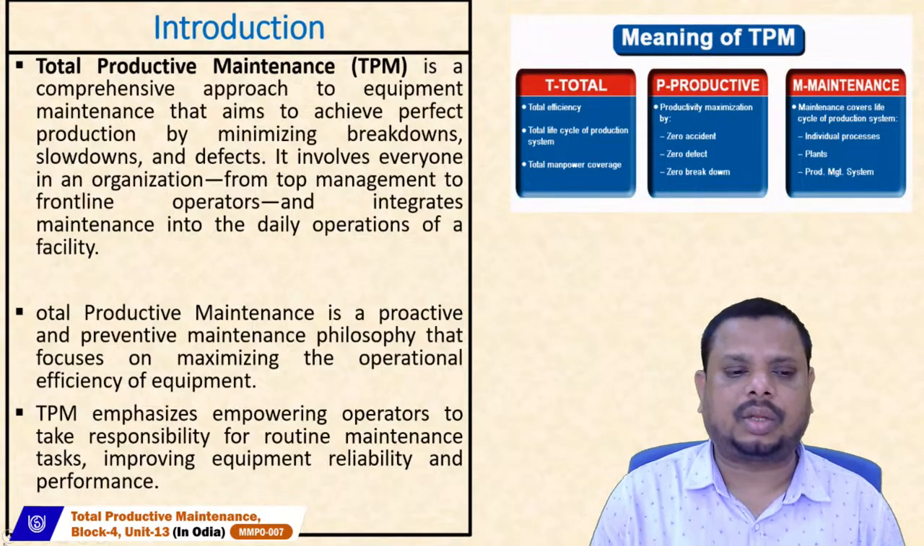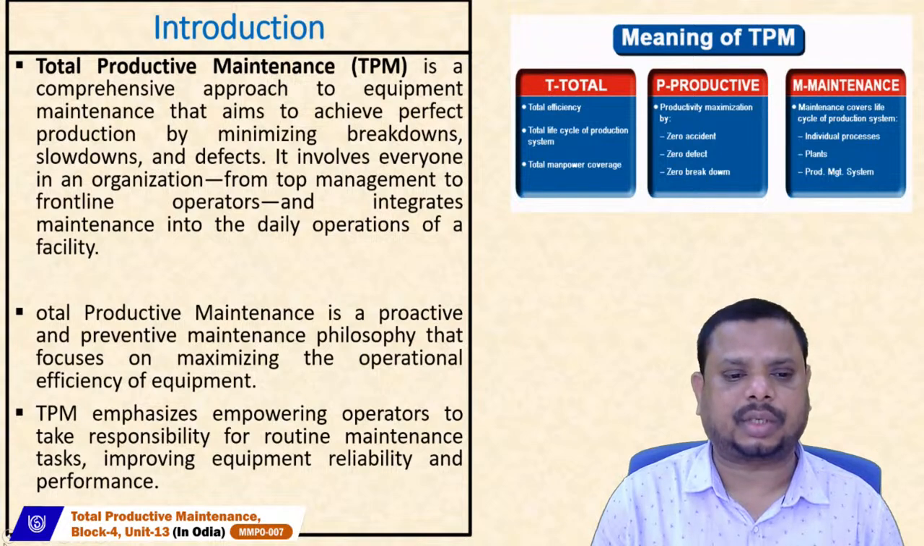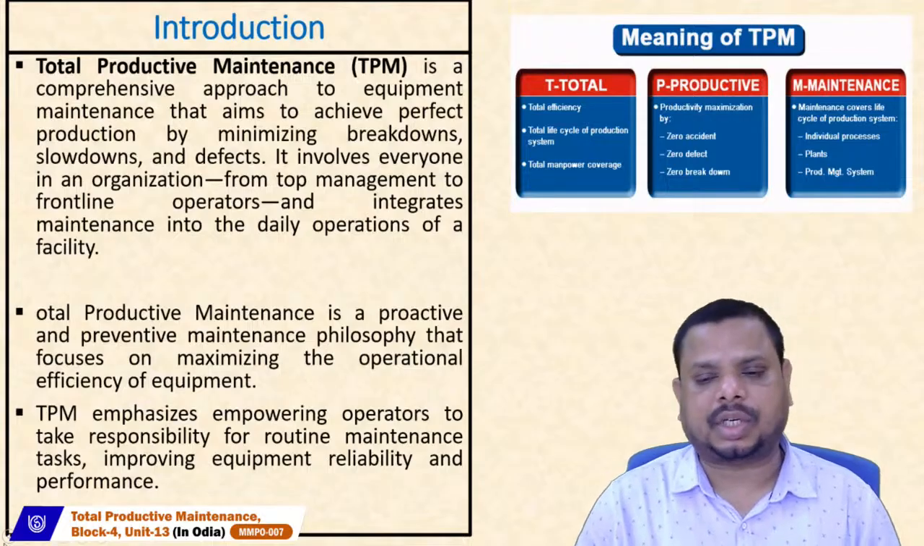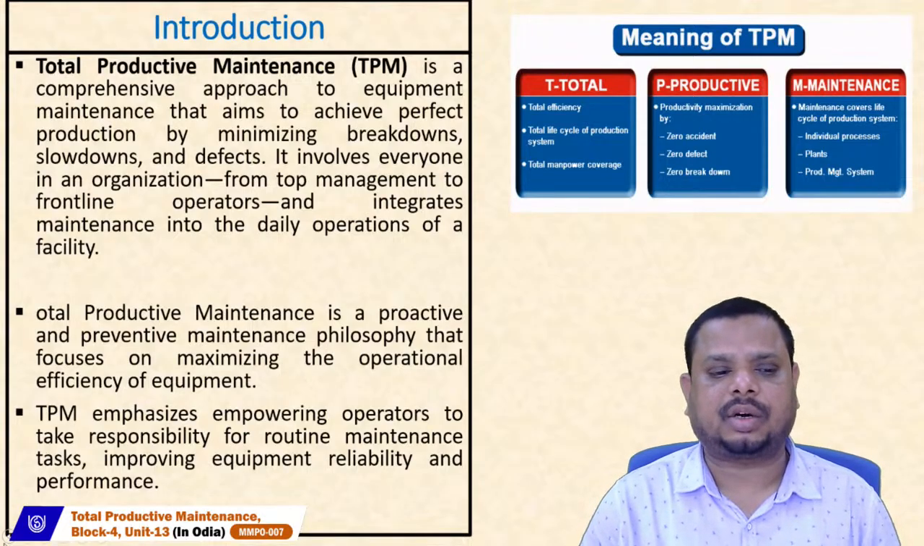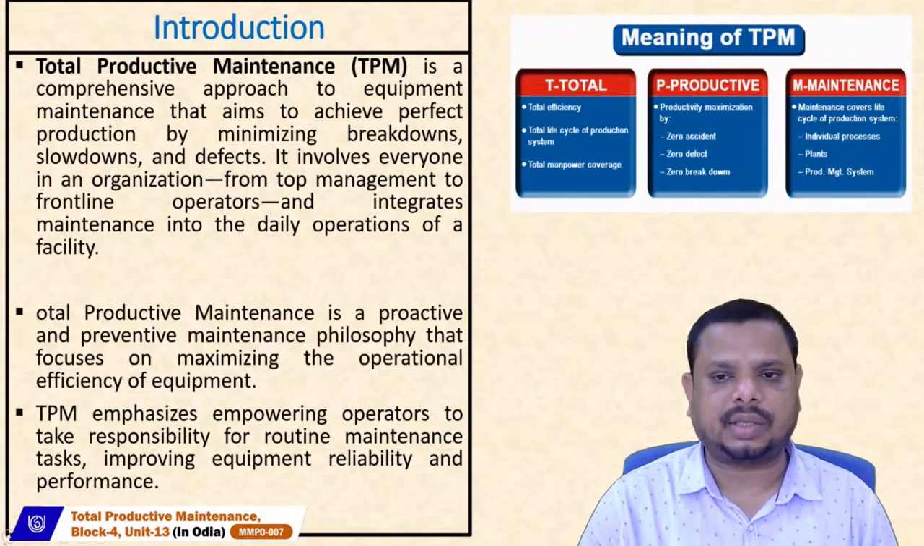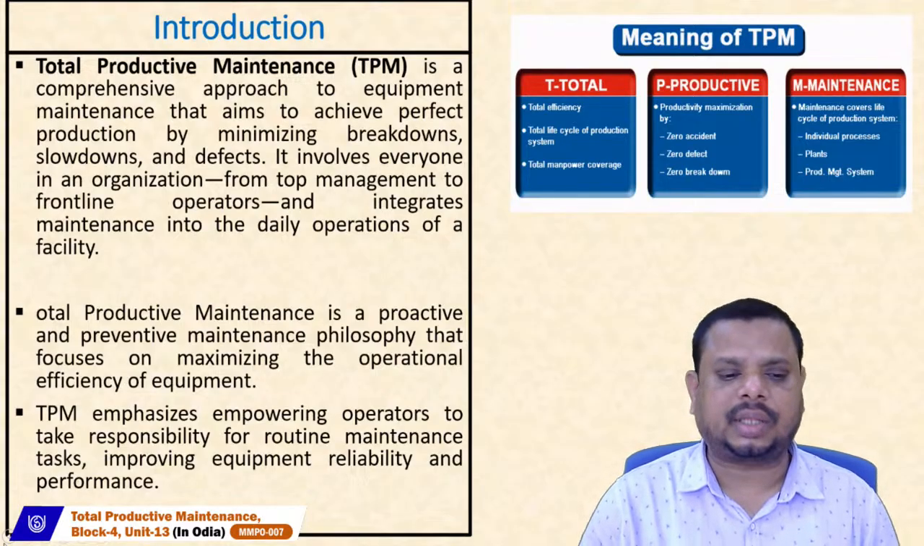Moving to the second point, total productive maintenance is a proactive and preventive maintenance philosophy that focuses on maximizing the operational efficiency of equipment. So it is a philosophy focused on proactive and preventive maintenance, and the aim and objective of preventive maintenance is to maximize the operational efficiency of equipment or machines. Then the third one: TPM emphasizes empowering operators to take responsibility for routine maintenance tasks and improve equipment reliability and performance.